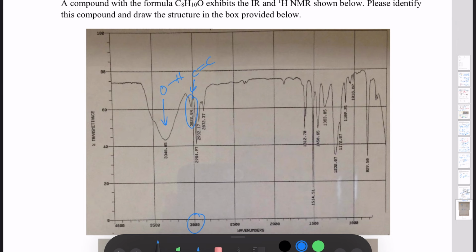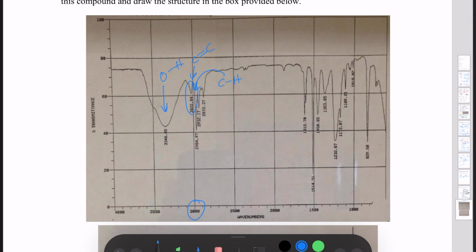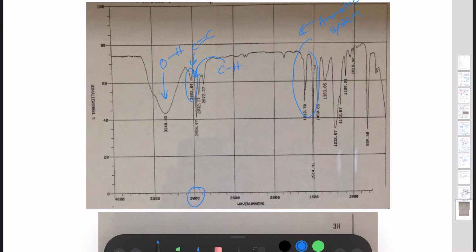Now, right before 3000, we see a CH bond. We see a peak around 2984.97, which is also indicative of CH bonds. One last thing we need to note is that right before we hit the fingerprint region, we have one more peak, right around 1600. What this peak tells us is that there is definitely an aromatic system. This is a big giveaway because it means there's definitely a benzene ring involved, and it matches our degrees of unsaturation as well.